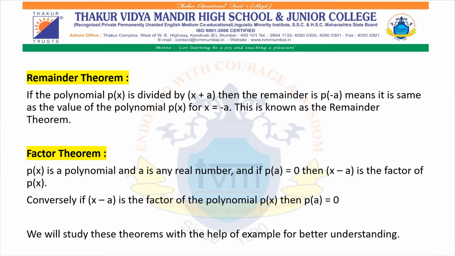Remainder theorem: if the polynomial p of x is divided by x plus a, then the remainder is p of minus a, which means it is the same as the value of the polynomial p of x for x equals minus a. This is known as the remainder theorem. Next, factor theorem: if p of x is a polynomial and a is any real number, and if p of a is equal to 0, then x minus a is a factor of p of x. Conversely, if x minus a is a factor of the polynomial p of x, then p of a is equal to 0. We will study these theorems with the help of examples for better understanding.